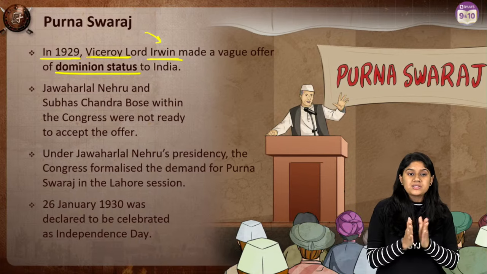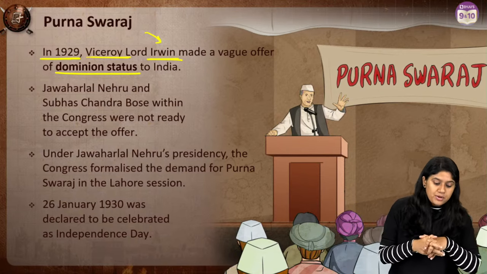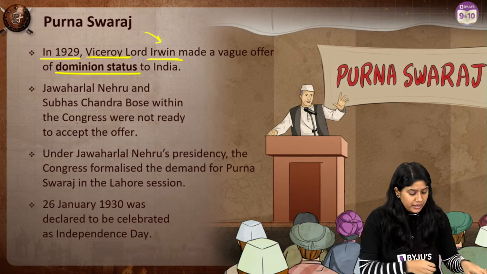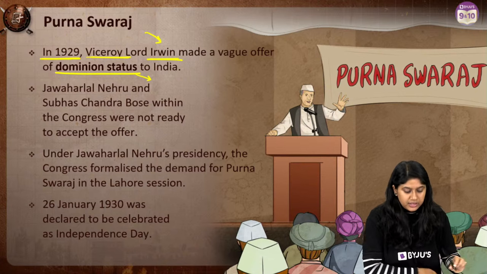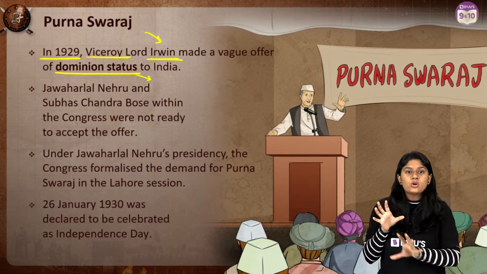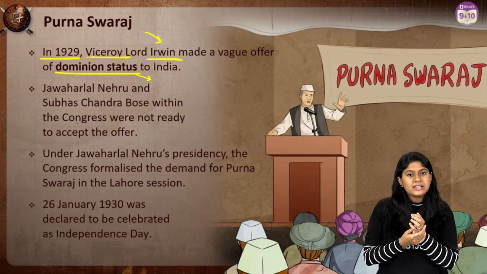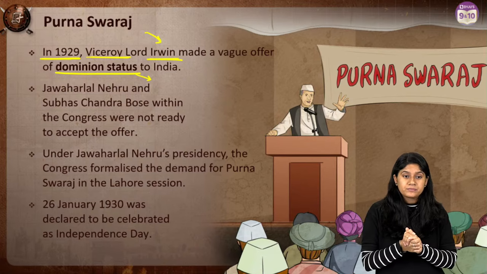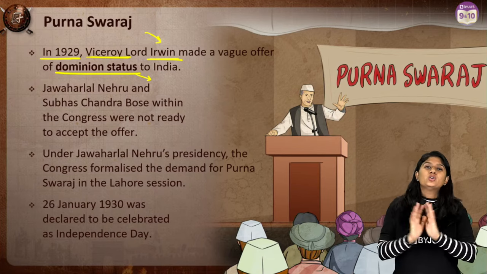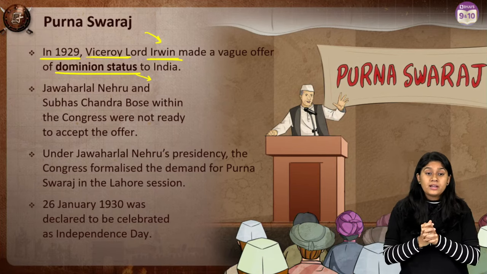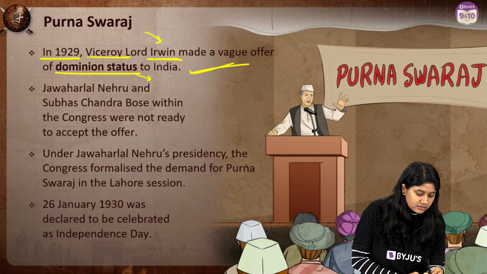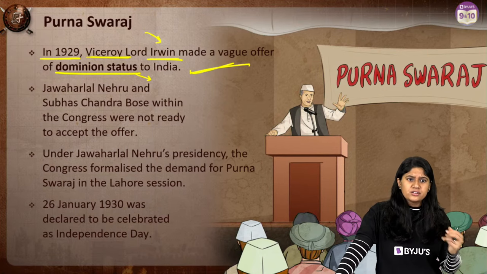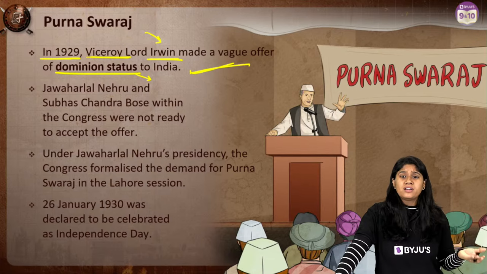What is the meaning of this word, dominion? In a very simple way, it means that your country will be under our control only, but you will be able to control. Clear? We are giving you freedom, but you don't have any right to freedom. We will be controlling you, but you do whatever you want to. So this was a very vague offer which Lord Irwin made. It's independent, however, it's not wholly independent.